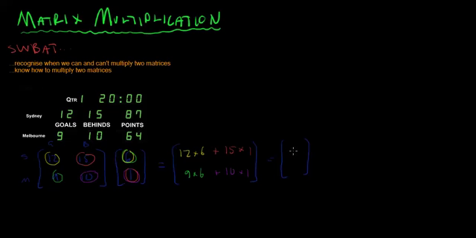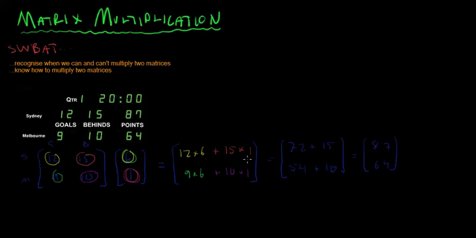12 times by 6, 72. 12 times 6 is 72, 15 times 1 is 15, 9 times 6 is 54, plus 10 times 1, which is equal to 10. And we add that all up, we're going to get 87 and 64. Right, and that's the same as what we ended up with in the example. And so ultimately, this is matrix multiplication.